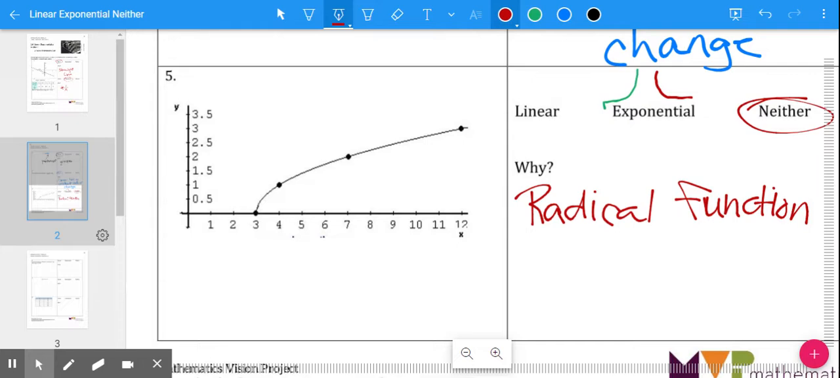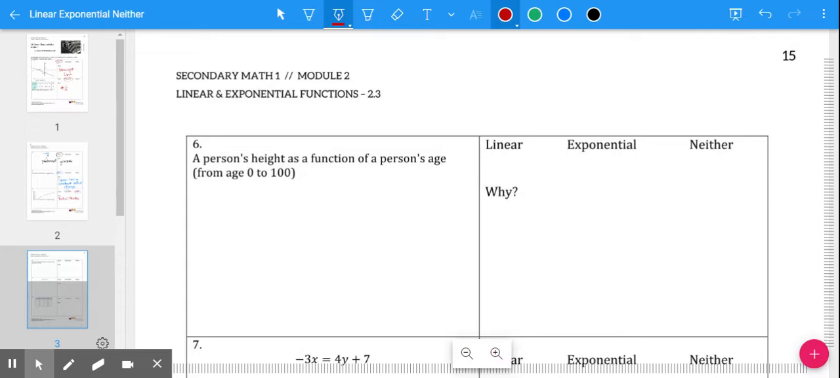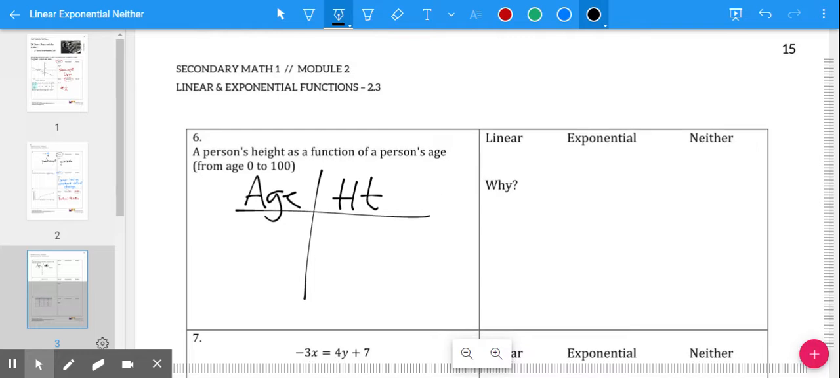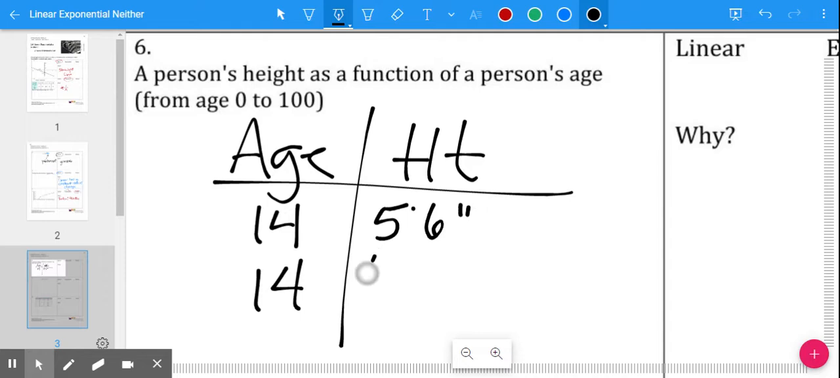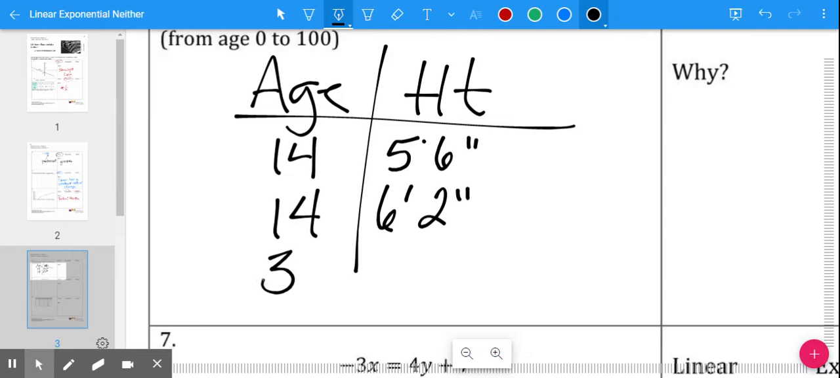It's neither. So on to the next page, a person's height as a function of a person's age. So what we did in class is we talked about age and height. Where one person in the class may have been 14 and was 5'6", and another person was 14 and 6'2", and then I am 36 and I'm 5'6", there is no connection between age and height.